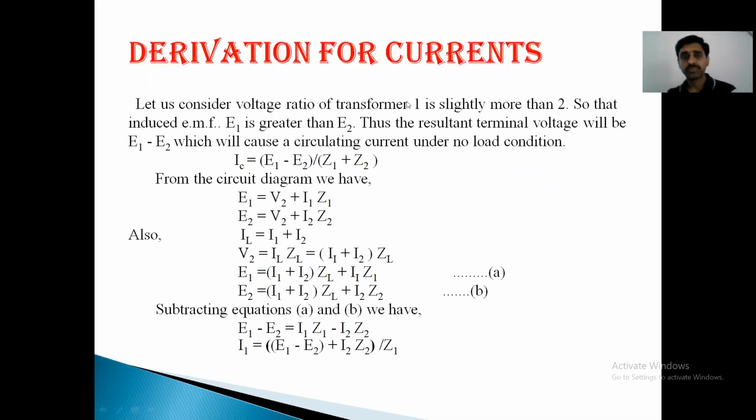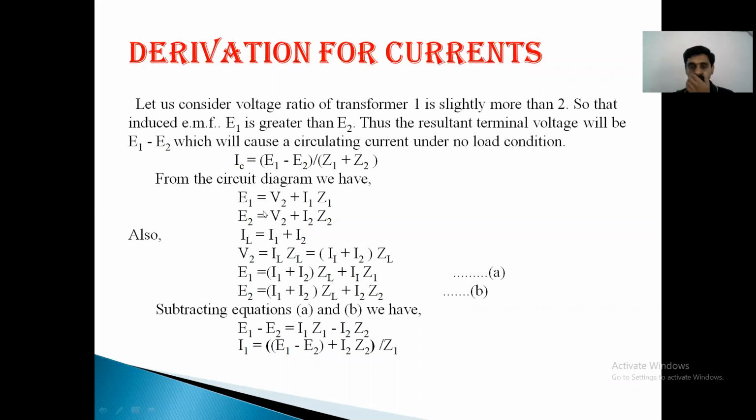Unequal voltage ratio: transformer 1 is slightly more than transformer 2. Let us take the voltage ratio of 1 to be more than the voltage ratio of 2, so the induced EMF E1 is greater than E2, because if the transformation ratio is more, automatically the voltage is more. Because E1 is greater than E2 and both are in parallel, there will be a circulating current in the loop. What is that circulating current? It is nothing but E1 minus E2 divided by the sum of the two impedances.